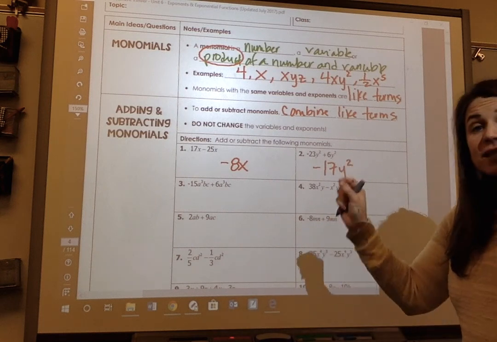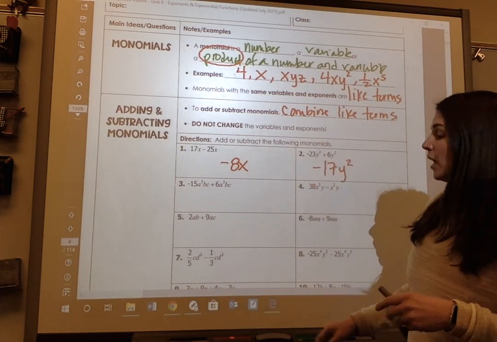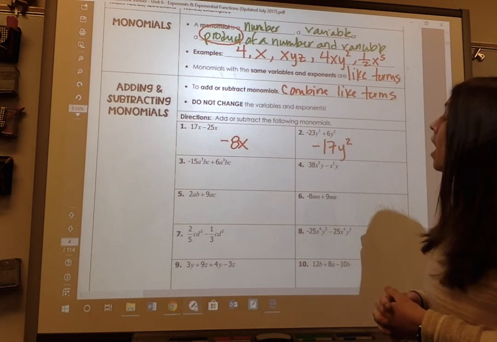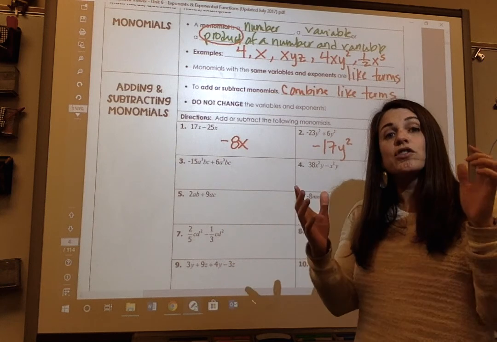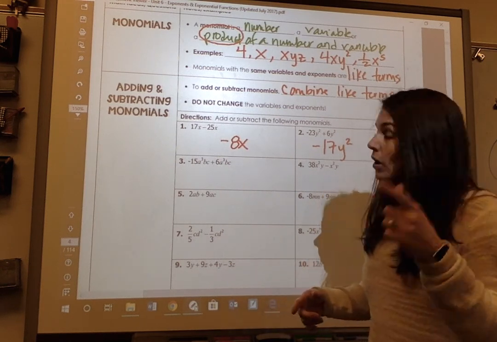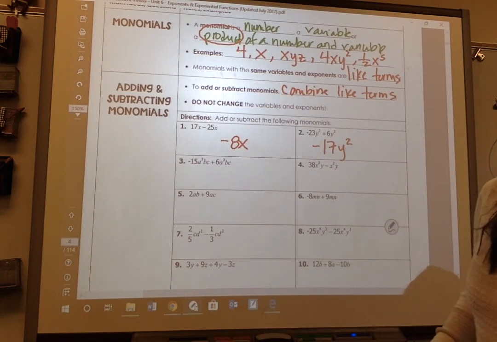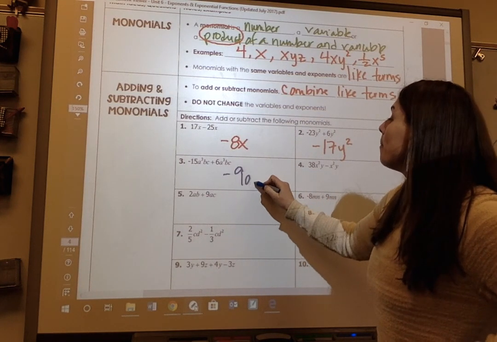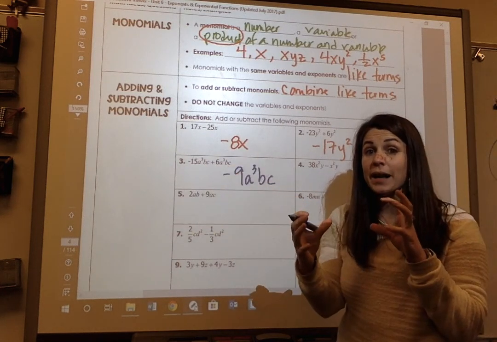My variable does not change. So I'm going to do the odd ones. If you want to jump ahead and then check back to make sure your answers are correct, you can go ahead and do that. I may be speeding over this because we've already done it. So in your journal, I do want you to go back where it says combining like terms and just kind of review what we did there. So number 3, negative 15a cubed bc plus 6a cubed bc would be negative 9, but my variable does not change. These are simply monomials being combined.